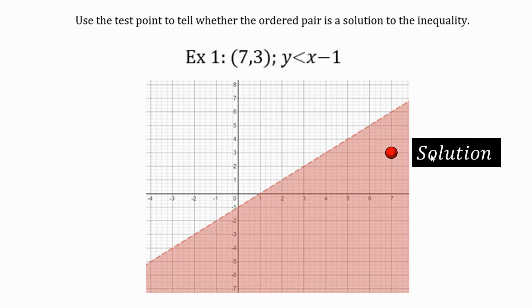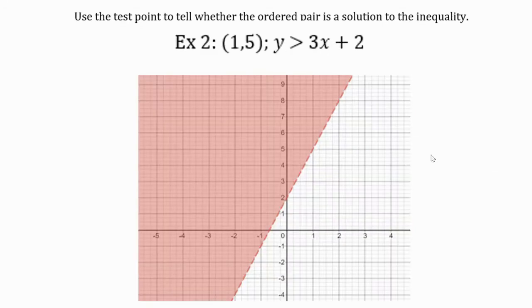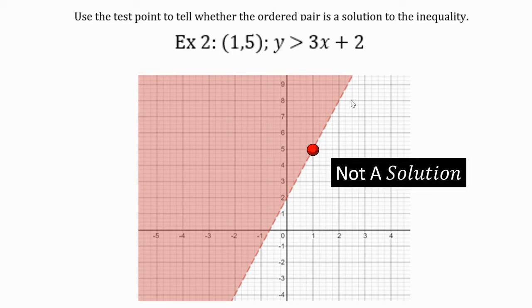Therefore, it is a solution. The second example is y is greater than 3x plus 2. When I graph this, you see that I have a dotted line. When I plot the point (1, 5), it falls on a dotted line, or a broken line. In this case, that would not be a solution. And we saw that also when we were evaluating.